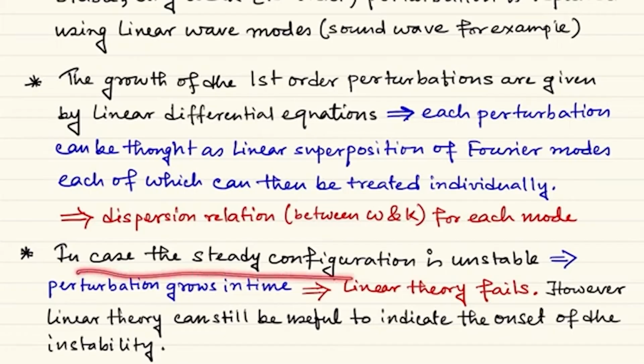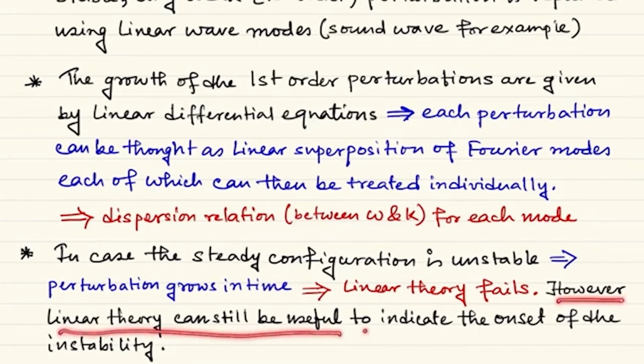Now, in case the steady configuration is unstable, what happens? Then the perturbation is no longer repaired by the fluid medium. Then it grows in time. The system supports aggravating the degree of perturbation. Then linear theory fails. However, linear theory can still be useful to indicate the onset of the instability and also the behavior of the instability at its initial phase, and that is the theory of linear instability that we will do in the next lectures.